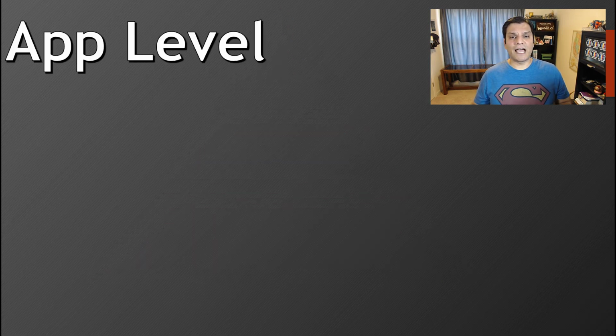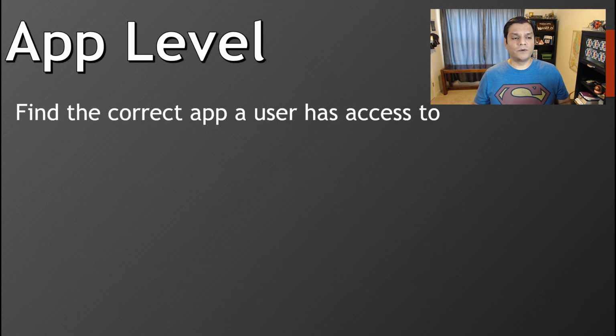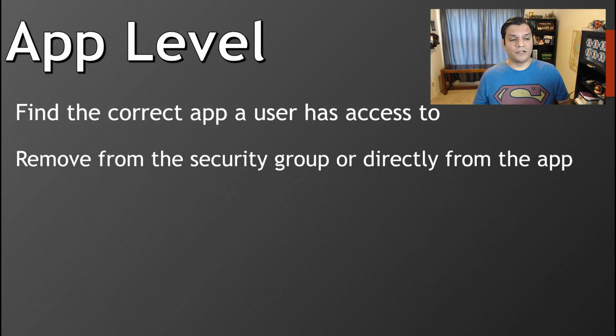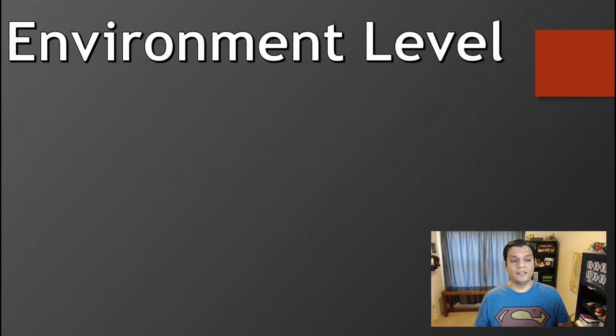So when it comes to the app level, here's what I'm going to talk about. First, we need to find the correct app a user has access to, and then we need to remove it. And what does that mean? I'll talk about that in the demo. And after we find that app, we also need to know if it's a security group that we need to remove, or if it's direct access to the app, and what the options are that we need to remove over there. So keep that in mind, because we will go into that in detail.